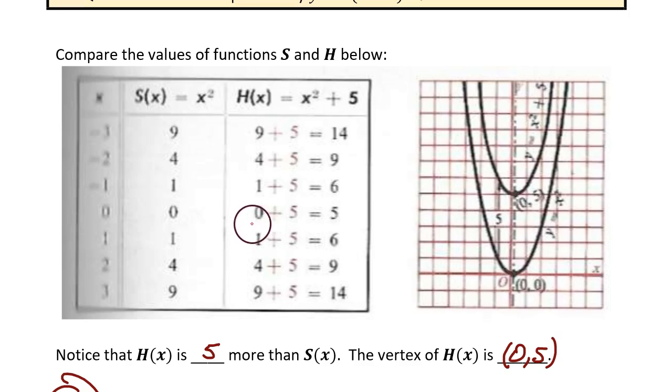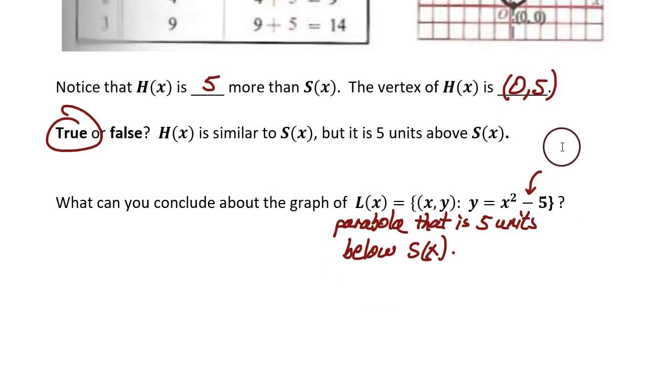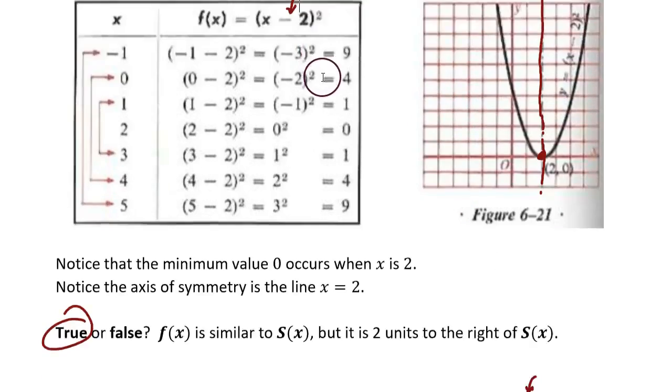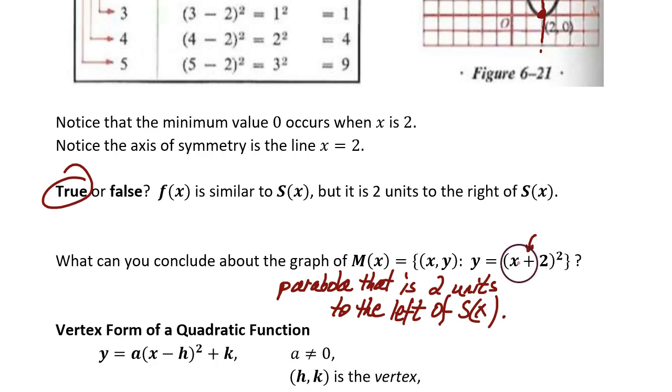Let's look at these examples one more time. When a constant term has been added on the end of the function equation, the parabola moves up. When a constant term has been subtracted from the end of an equation, the parabola moves down. When a number is subtracted from the variable x in the squared term, the parabola moves to the right. But when a number is added to the variable x in the squared term, the parabola moves to the left.